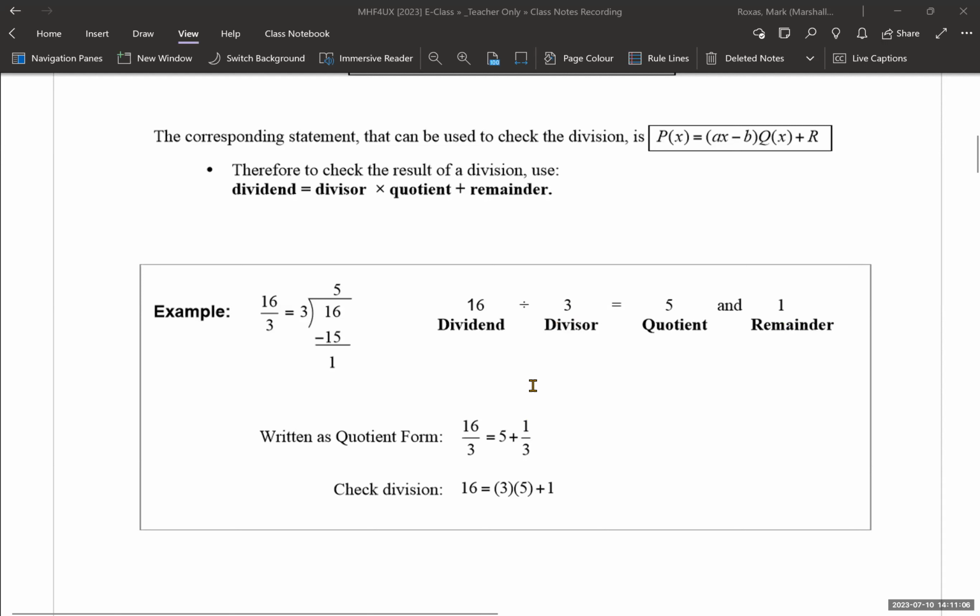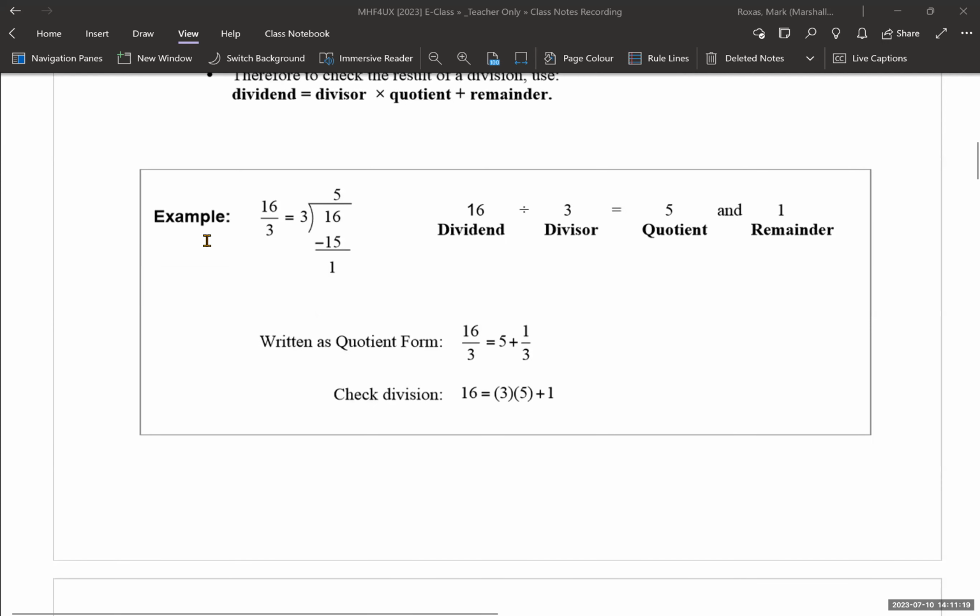And if you were interested in checking the division, then you multiply your quotient by the divisor, 5 times 3, and add your remainder. You should get the original dividend once again. So the same thing that we can do here with numerals can be done with polynomials.